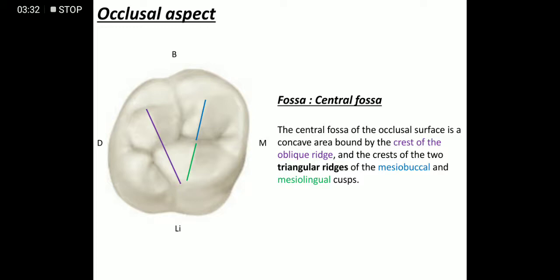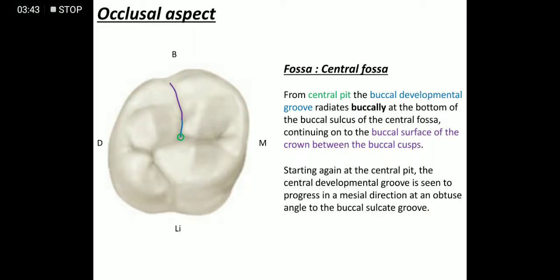Central fossa. Central fossa is bound by the crest of the oblique ridge and the crest of the two triangular ridges of the mesiobuccal and mesiolingual cusp. In the center, there is a central pit. From the central pit, the buccal developmental groove radiates buccally and it continues to the buccal surface of the crown between the two buccal cusps. Again, starting from the central pit, we can see the central developmental groove which progresses in the mesial direction, forming an obtuse angle to the buccal developmental groove.